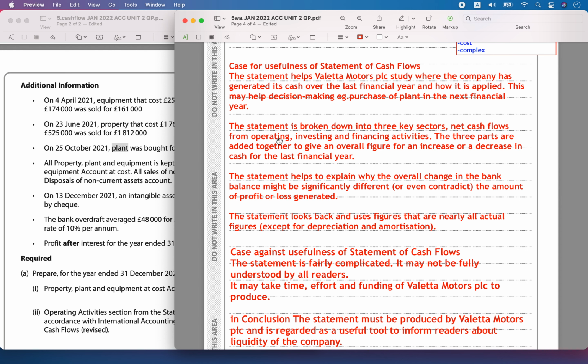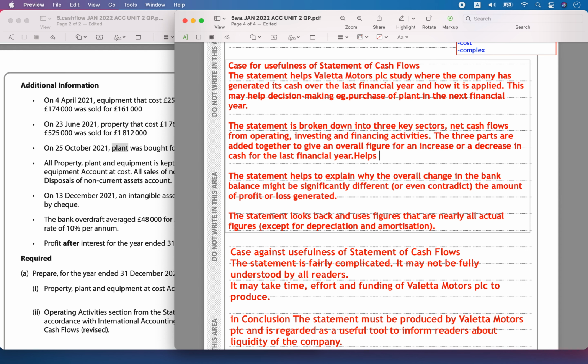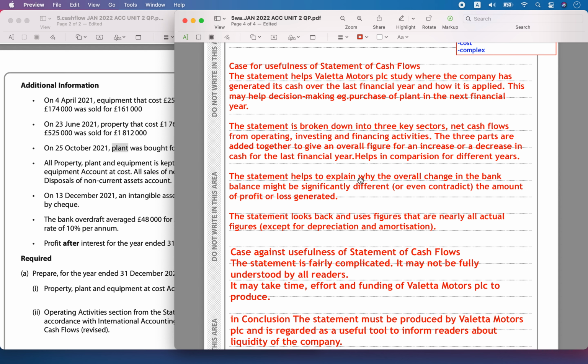Then the statement is broken into three sectors: net cash flow from operating activities, investing and financing activities. The three parts are added together to give an overall figure for an increase or a decrease of cash. So we will know whether the cash has increased or decreased from the last financial year. So it also helps in comparison, comparison for different years.